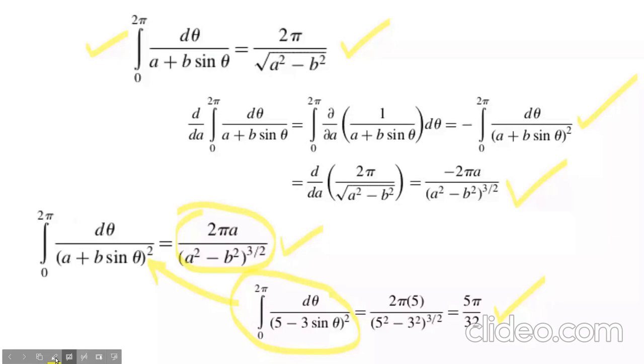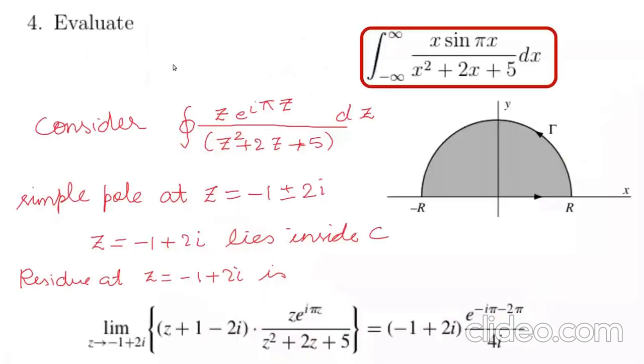This is an infinite integration from minus infinity to infinity, x sine pi x divided by x square plus 2x plus 5 dx. We have already discussed such questions in the class. So how to solve this question?